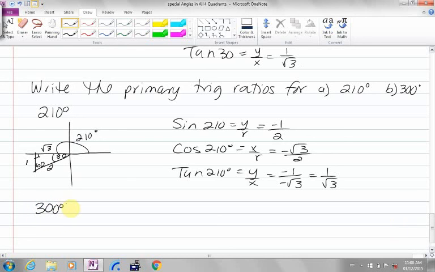Any questions about that one? The reference angle is where you start. You need to know what that reference angle is.